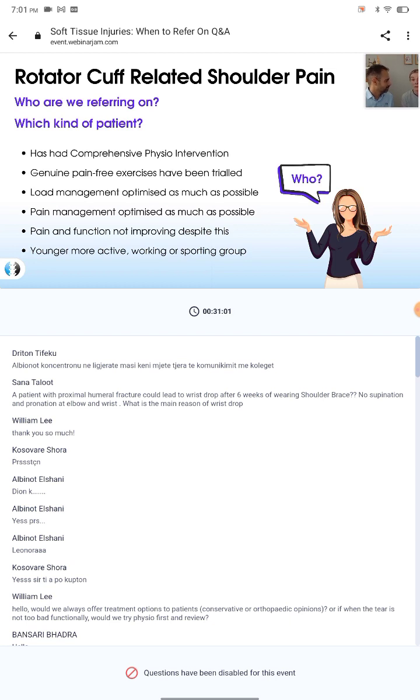You will need to think outside the box, and you'll need to try different things and find what works for the patients. Sometimes that's symptom modification, sometimes that is just a loading program, sometimes that's supine exercises, sometimes that's moving away from the shoulder completely and doing more scapular core exercises.